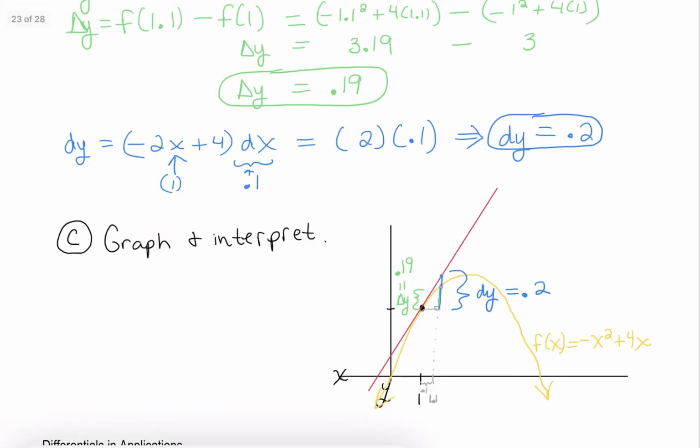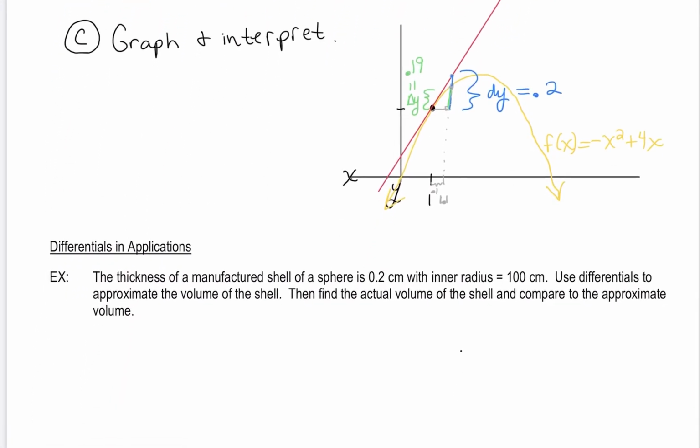So what we're seeing is that for these very small changes, the dy, the 2/10, is a good approximation for the delta y, which is the 19/100ths, when you're dealing with very small changes in x, like in this case 1/10. Okay. All right, let's look at one more example here.